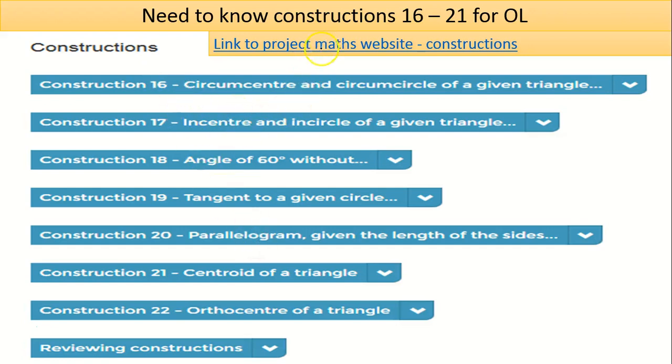The link brings you to Project Maths' website for constructions, and you'll be able to look at the different constructions that could potentially come up. They're pretty handy. I wouldn't suggest learning them off until right before the exam. The maths books will do them as well. You never know what's going to come up. They may not come up at all, but there's a fairly high chance that they will.